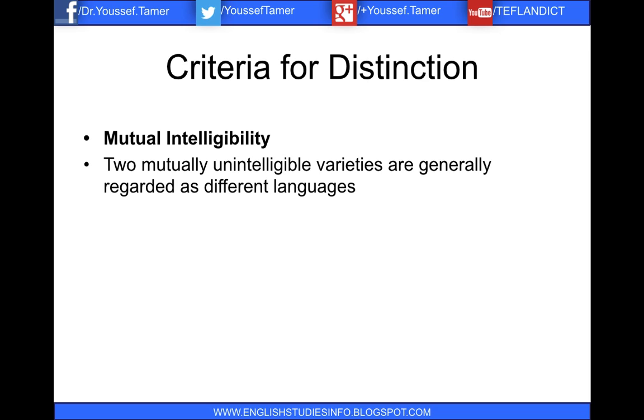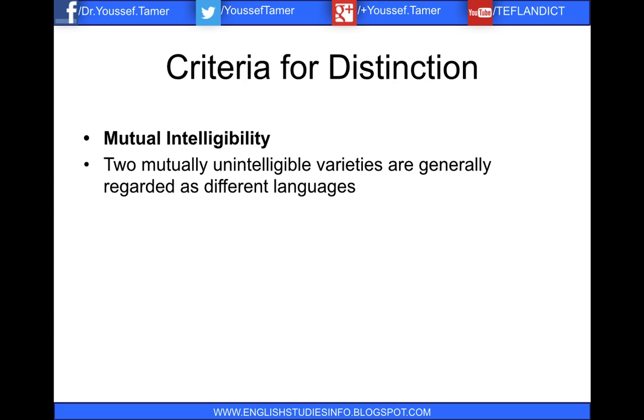Let's talk about this example of Tamazight and Tarifit, for example. And Tashelhit as well, for people who know them. Between Tashelhit and Tamazight, people speaking these two varieties can understand each other: mutual intelligibility. But when they speak Tamazight and Tarifit, there is no understanding. That is mutual unintelligibility.